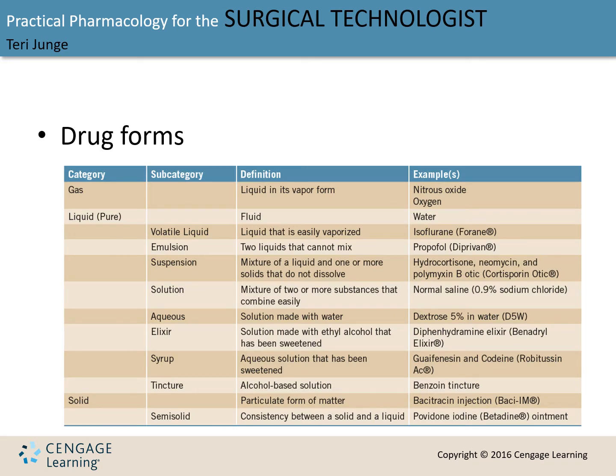Now there's a really good chart on page 54, which is table 5-1, that goes over drug forms. And so here you can see examples of gas, liquid, and solid, what their subcategories are, their definitions, and some various examples. We're going to talk about some of these.